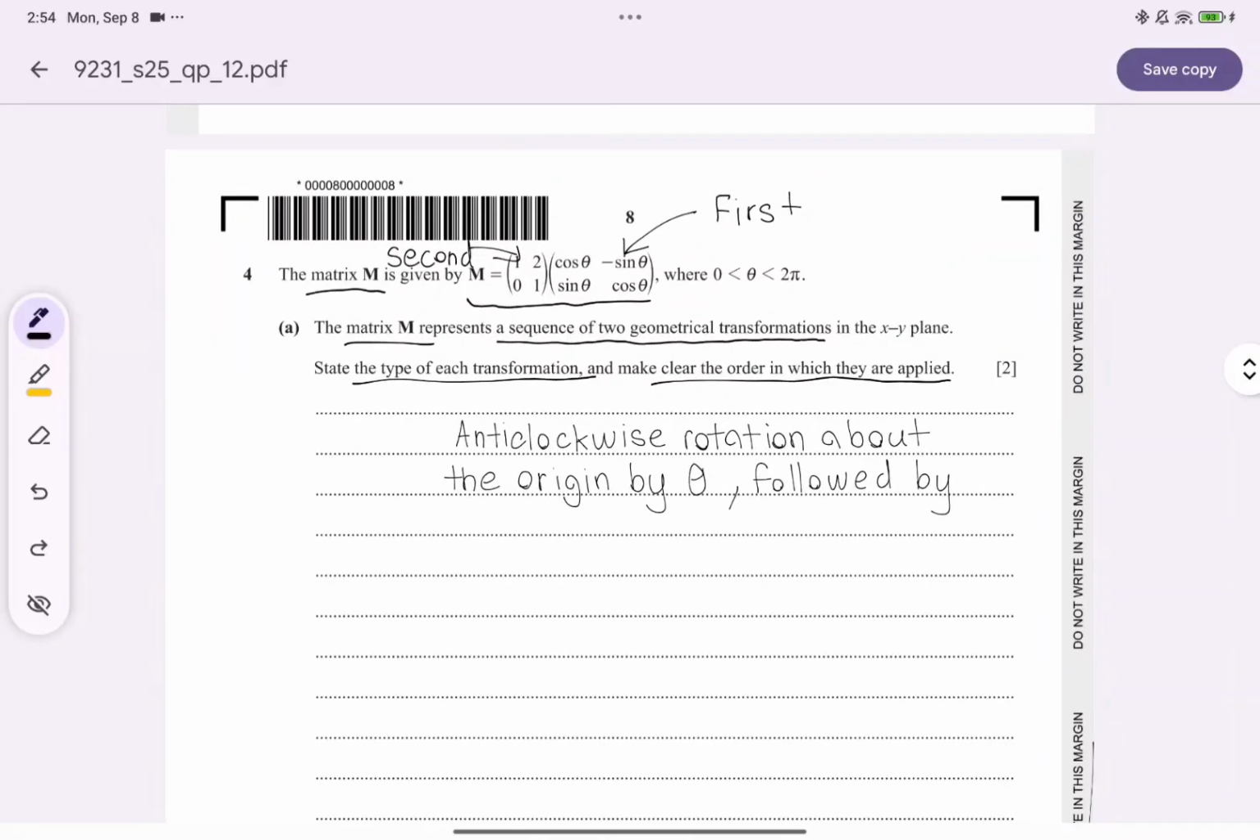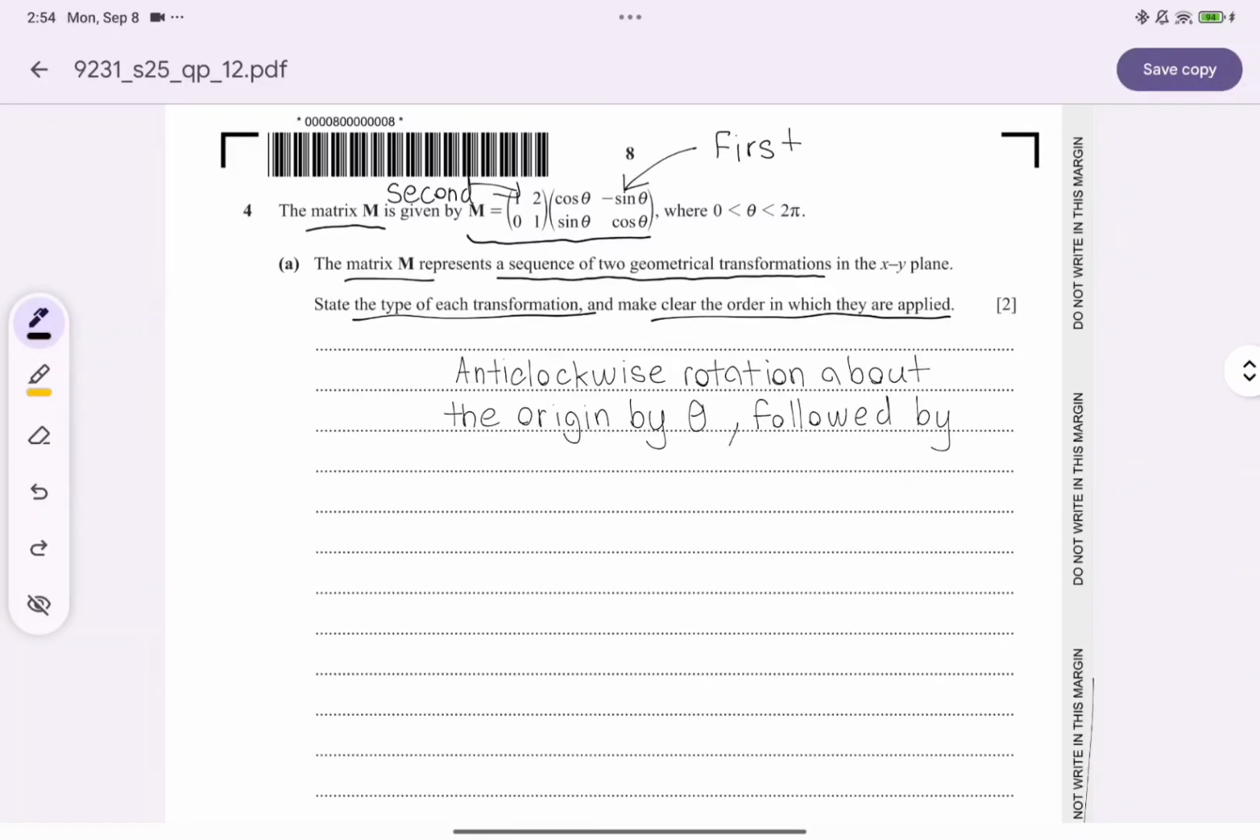followed by this second transformation represented by 1, 2, 0, 1. So to get a better idea of what this is, we are going to just sketch our XY plane. And let's draw a point. Okay, let's draw this point on the y-axis. Let this be 1. Yeah, wait, no, this is 0, 1. Yeah, 0, 1.